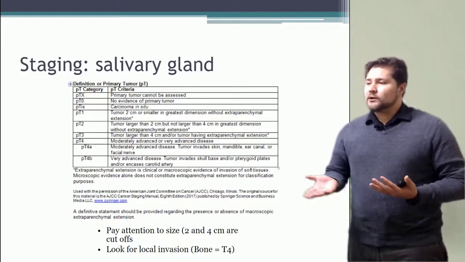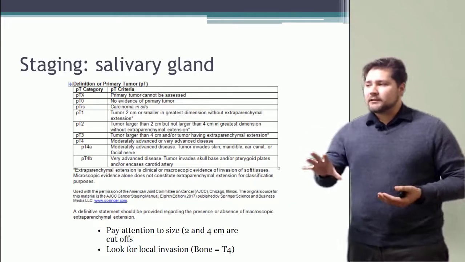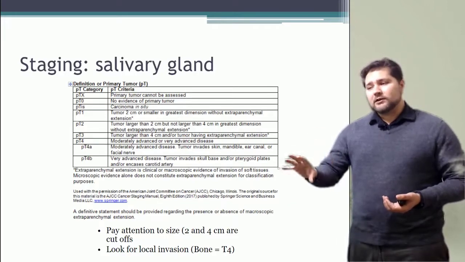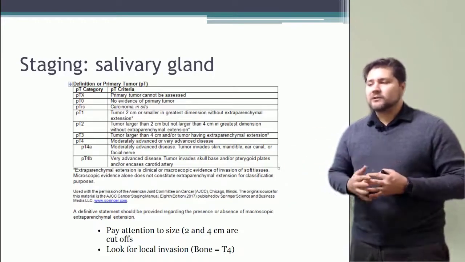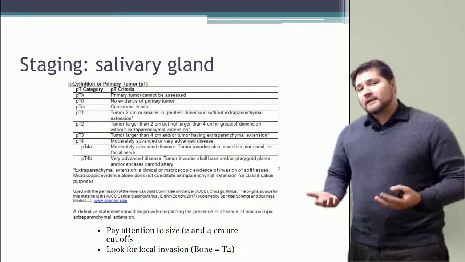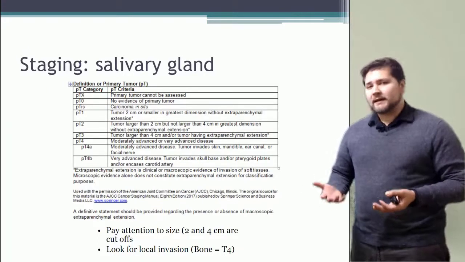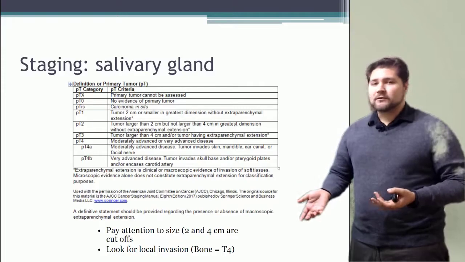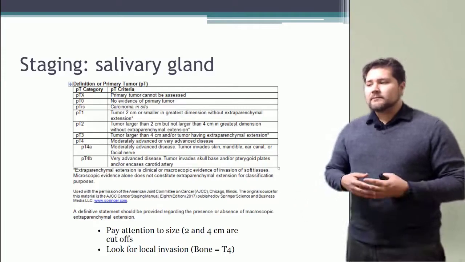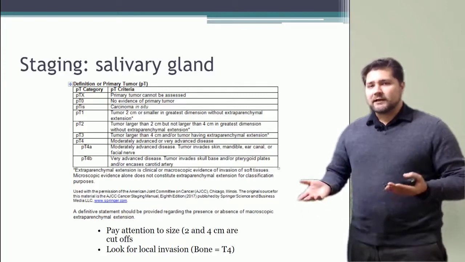So a couple of things to note for the staging of salivary glands. Again, I put the key structures or the key things to note in the bottom there, so you can kind of use those as points of reference. But again, we're back to looking at the size. The size matters in this. And again, it's 2 to 4 centimeters. So make sure you're documenting that and knowing where those cutoffs occur.